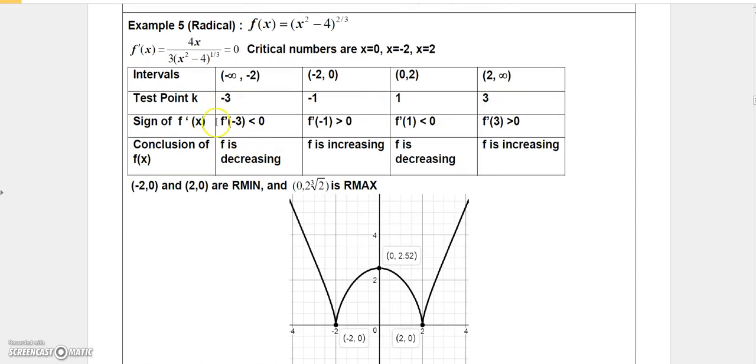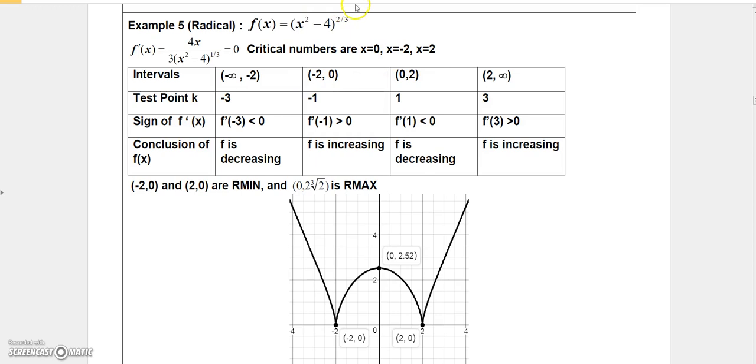Okay, I'll do one more on here, and then I've got a couple of trig functions I'll do in the next video for this section. So here I have x squared minus 4 to the 2/3. Here's the derivative. Earlier we found the critical numbers were x equals 0, because that makes the derivative 0, and -2 or +2 makes the derivative undefined. And these values are in the domain of this function.